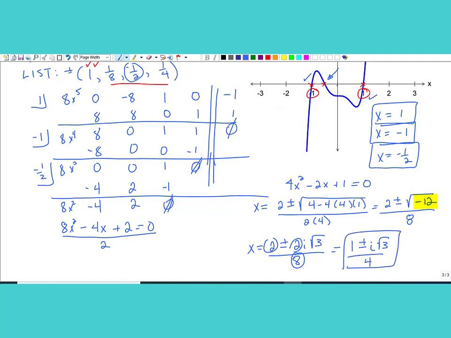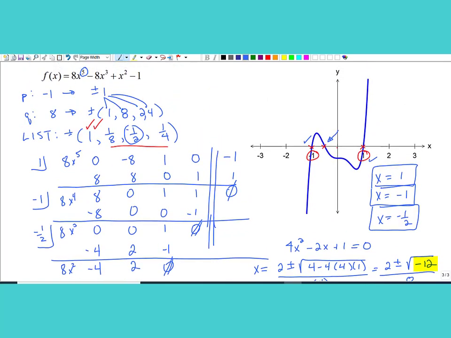I cannot put that into a calculator. These are imaginary. This is a real graph. So it had 3 real zeros because those were intercepts. But we also had 2 imaginary zeros. Remember, we had a 5th degree, which means I need to have 5 answers. And I do. I have 3 real ones and 2 imaginary.